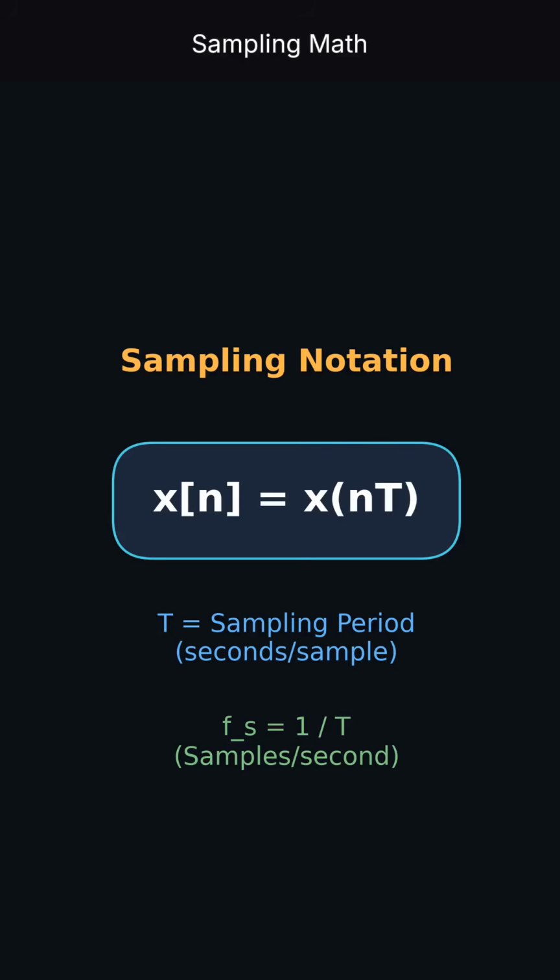Let us define this mathematically. A continuous signal, x of t, is sampled every capital T seconds. The resulting sequence becomes x of n, where n is simply an integer index that counts our individual samples.